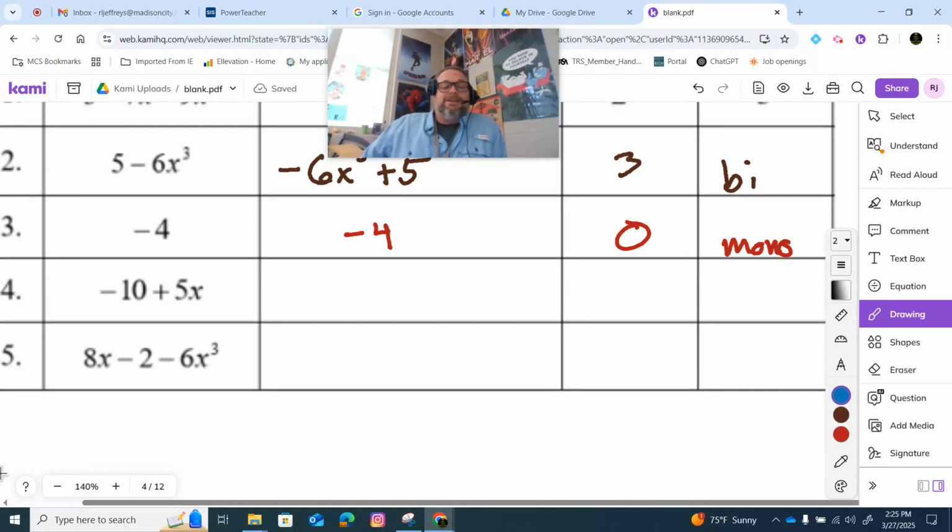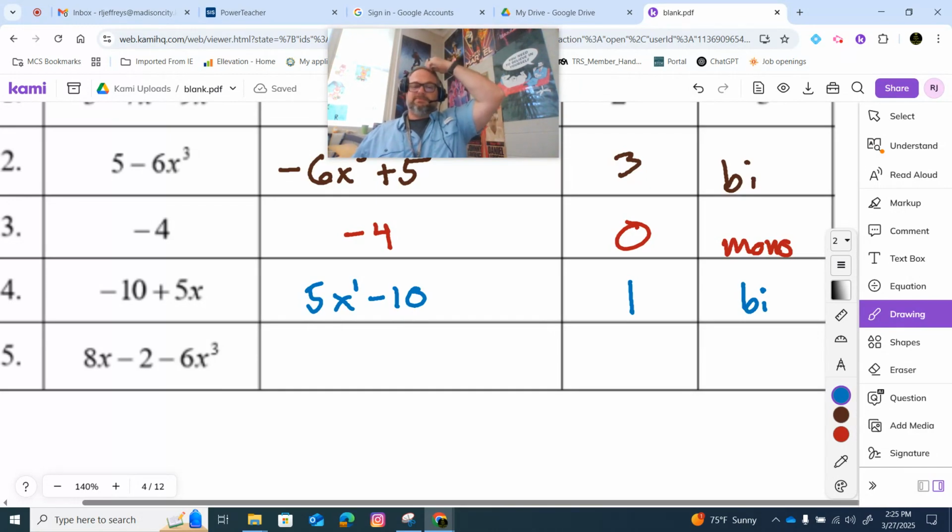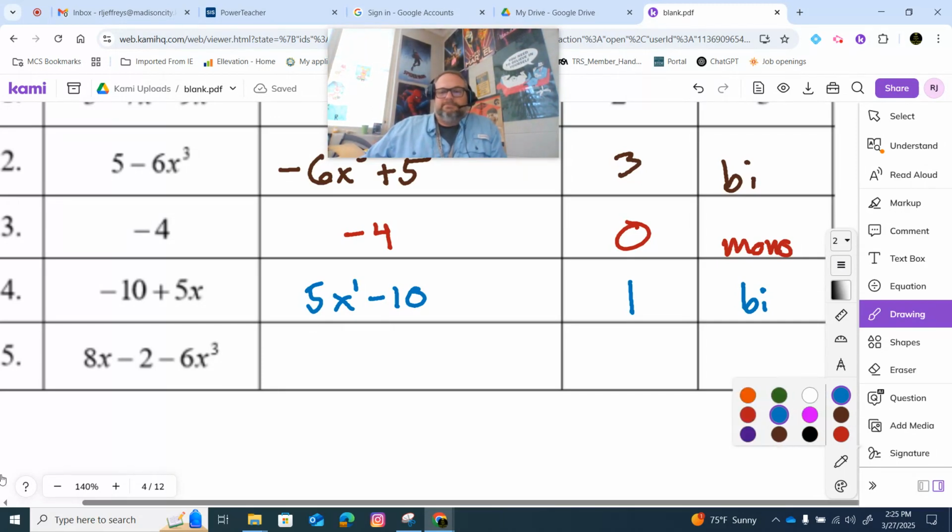All right, number 4. So, standard form. This is to the first power, so this is the first degree. Okay, and this would be a binomial because there's 2 terms. All right. And number 5. So what is our biggest little number right here on number 5? 3. So this is our whole term right here.